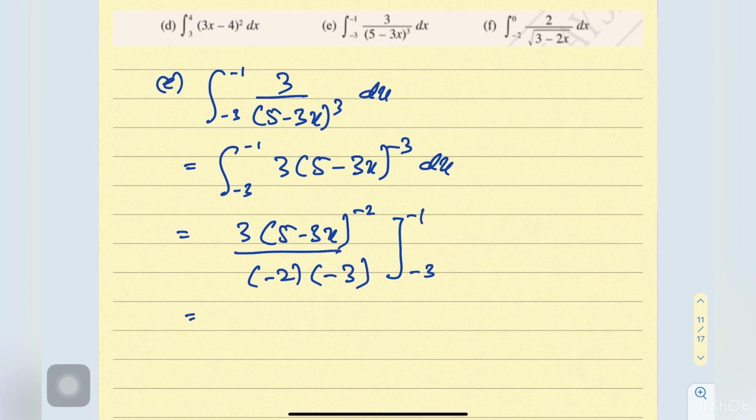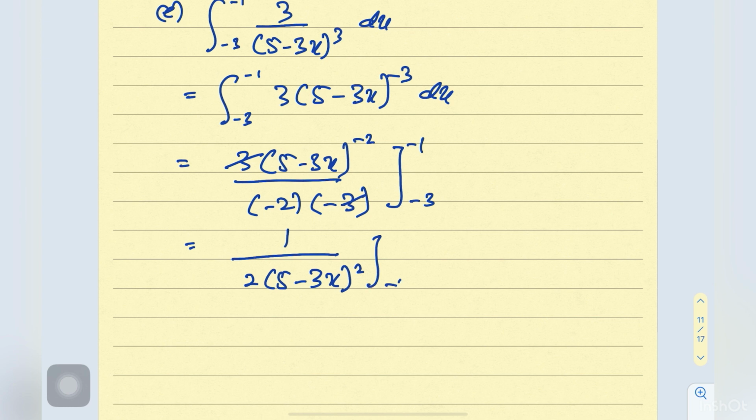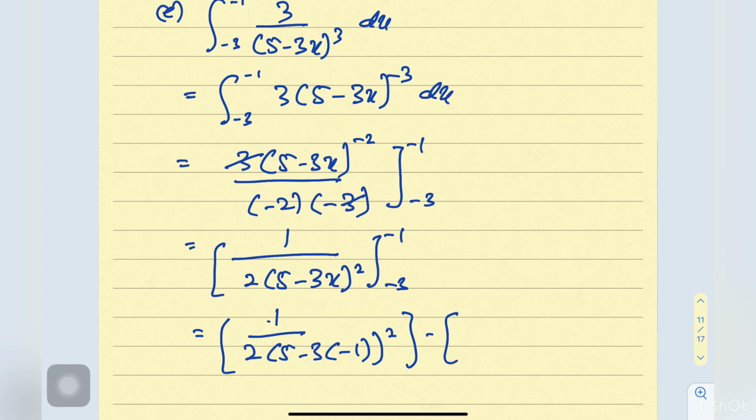Then we simplify. Here we can simplify to 1 over 2 times 5 minus 3x squared. So then we substitute the upper limit. So negative 1 over 2 times 5 minus 3 times negative 1 squared, minus 1 over 2 times 5 minus 3 times negative 3 squared.